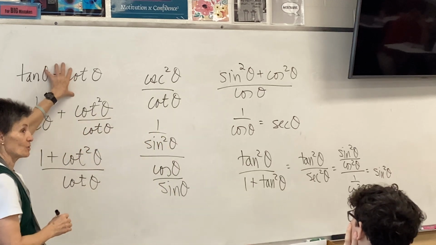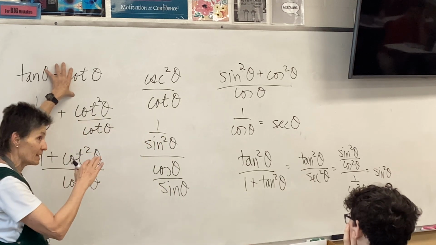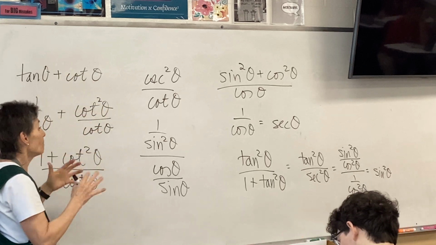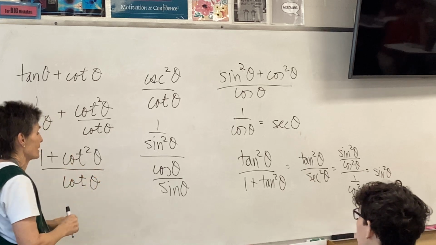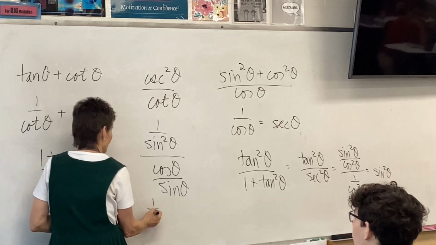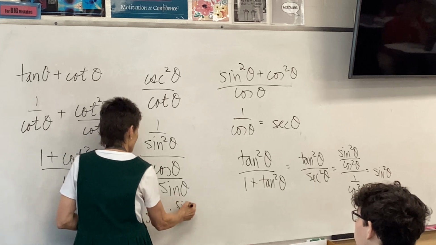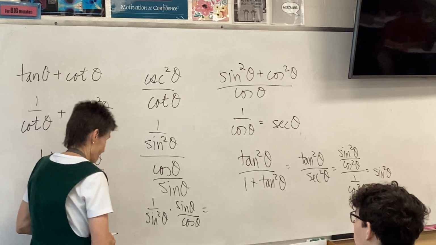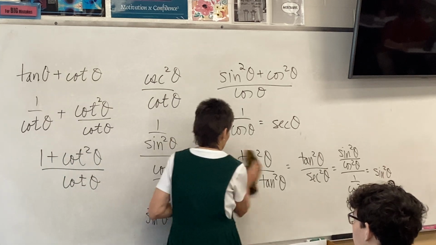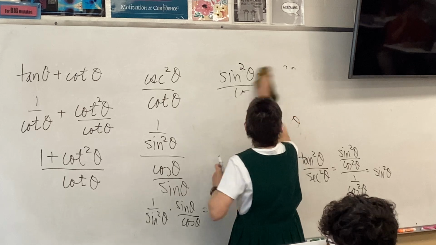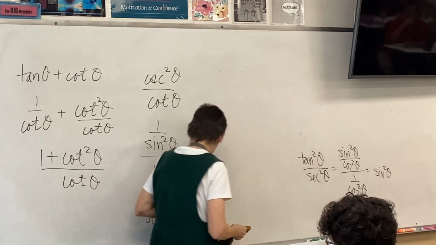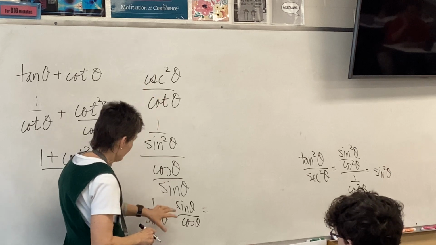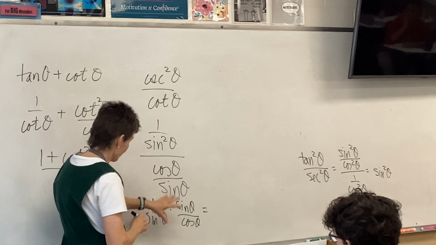If we would have changed these into sines and cosines in the beginning and gotten that common denominator, it would have saved us a little bit of work, but at some point you need to change into sines and cosines. So this is 1 over sine squared times sine over cosine. What does that reduce to? Well, just simplify that fraction. What do you get when you simplify that?